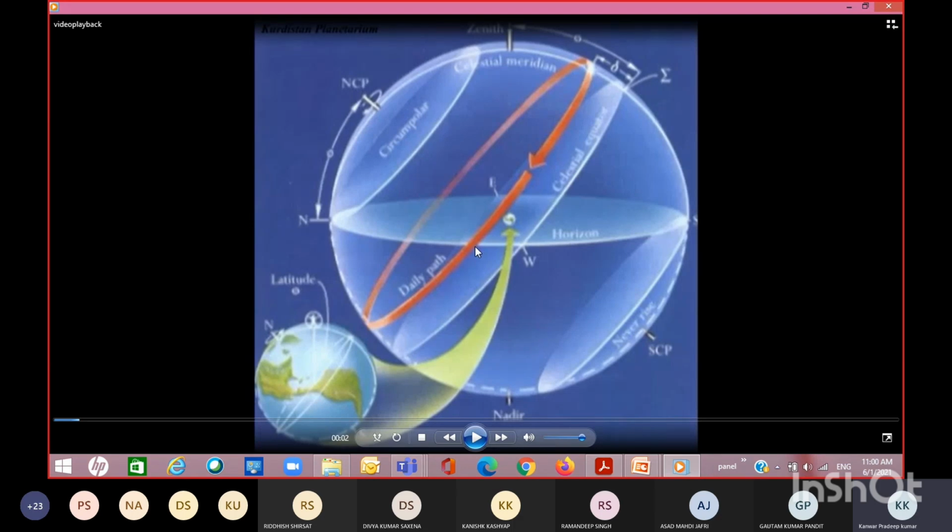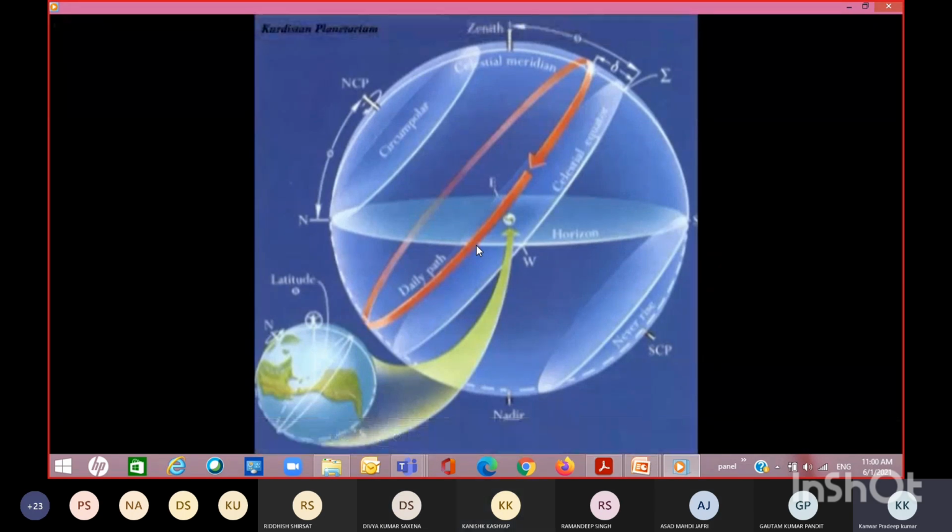And when the body is setting, then what is the bearing? Less than 270. North declination. So again more than 270, 290. The circle of declination which I made yesterday, this should be clear.